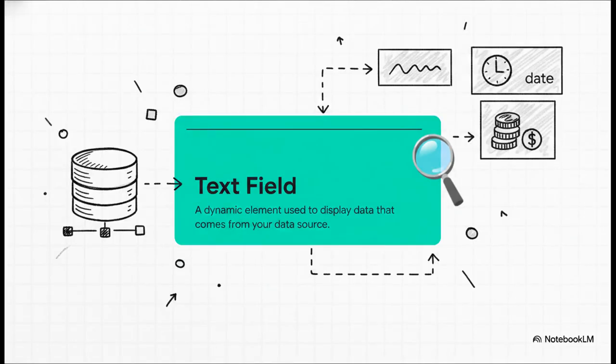And then you have its much more powerful cousin, the text field. This is where the magic really happens. A text field is basically a placeholder. It pulls in and displays data straight from your database. So this is for the actual customer names, the actual dates, the actual amounts. This little element is what turns a static page into a real live report.